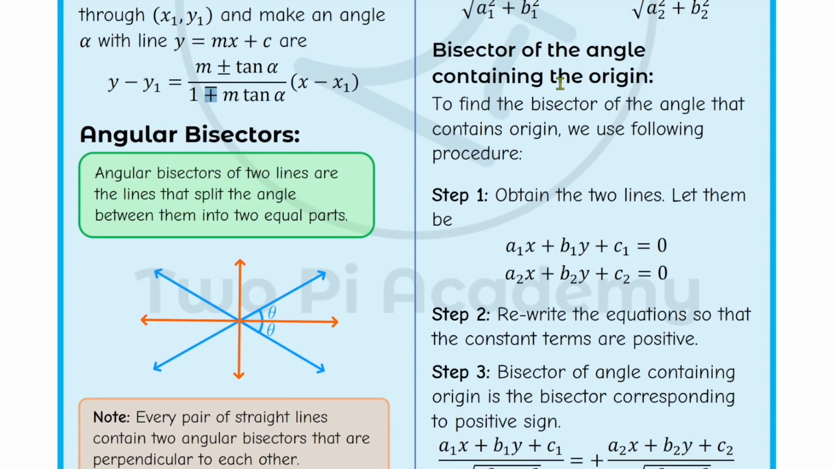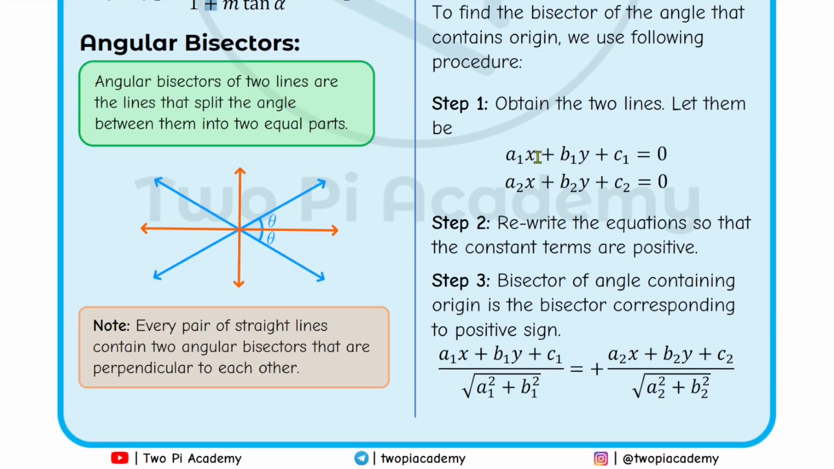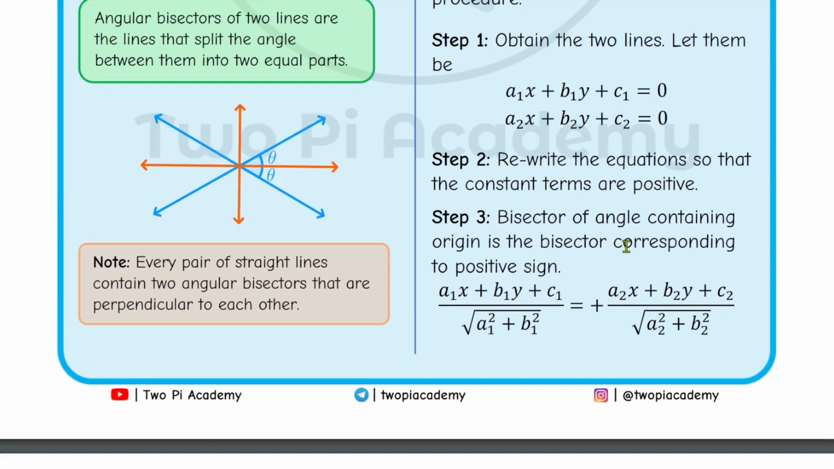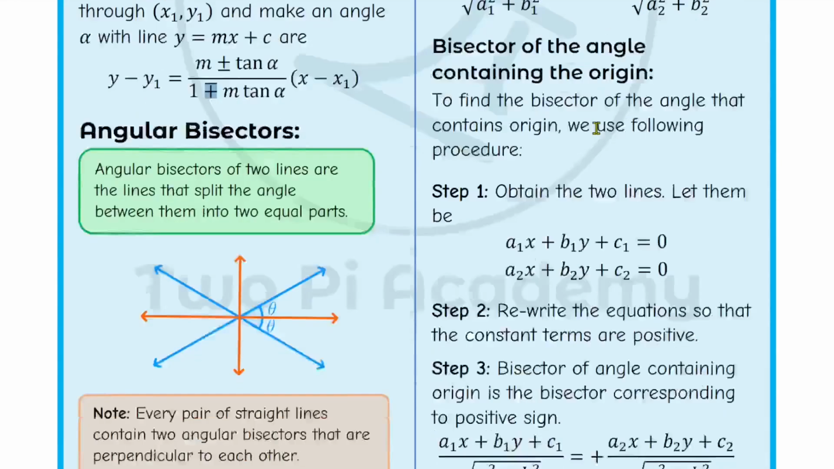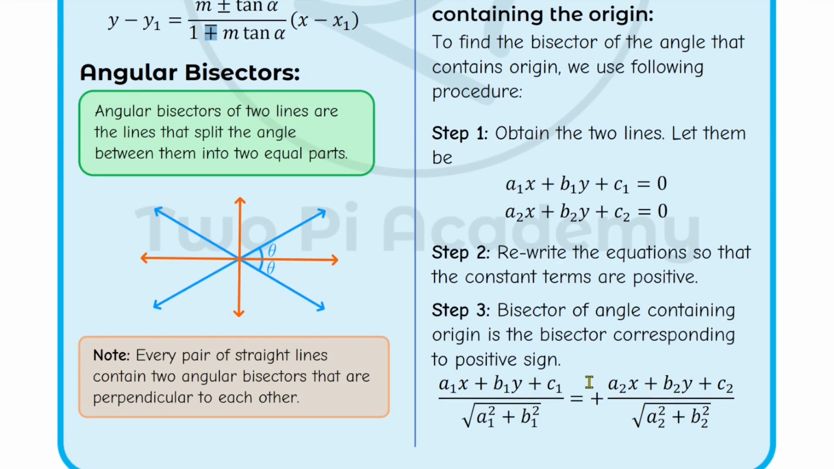And then let's say you need to find the bisector of the angle that contains the origin. Any pair of straight lines have two angles between them, right? And one of those angles will contain the origin, right? And we need to find the equation of bisector that passes through that angle. To do that, first we will obtain the two equations of the lines, which are the following. And then we rewrite them so that the constant terms are positive. Both c1 and c2 should be positive. If they are negative, multiply that equation by -1. Then the bisector of the angle containing origin is the bisector corresponding to positive sign. So here we have plus or minus, right? If you take the plus, in this case, we get the bisector of the angle containing origin.